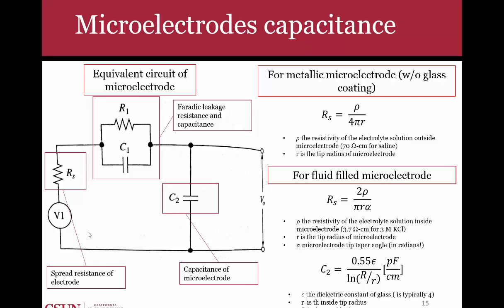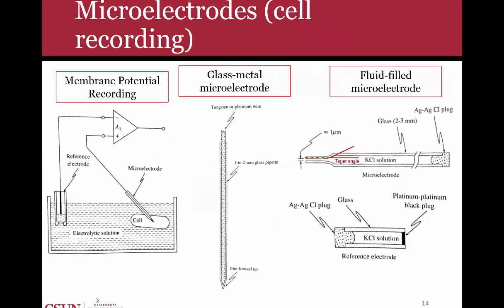Let's say you're measuring a voltage from the microelectrode. You still have the same faradaic leakage, so you can have current going back and forth. But you also have a capacitance associated with that double layer that I was talking about earlier, from the metal and electrolyte interface. And then you have an additional capacitance associated with the microelectrode itself, because you now have a glass pipette, or glass, that is separating the electrolyte.